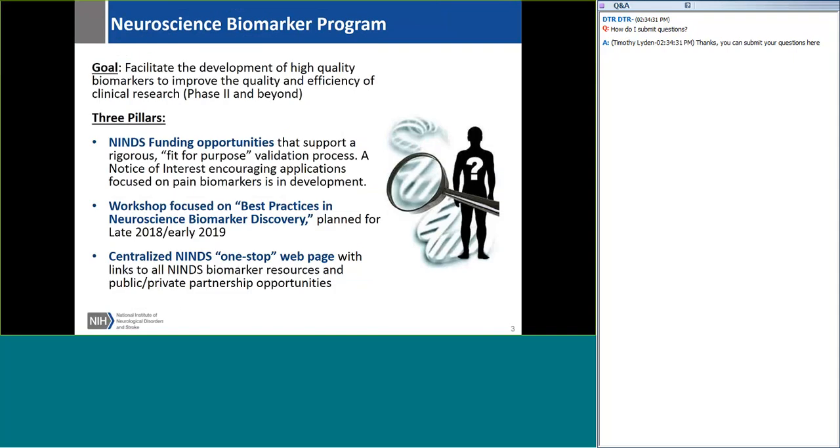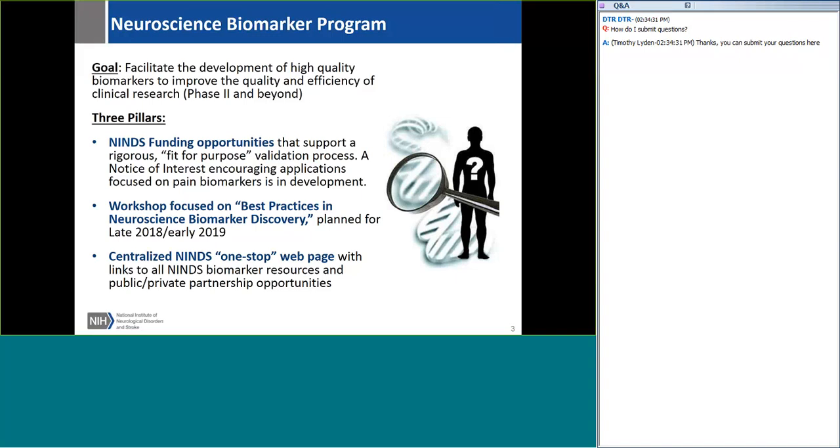So I'd like to spend just a little bit of time talking about our Neuroscience Biomarker program as it is right now. So the goal of the program is to facilitate the development of high-quality biomarkers to improve the quality and efficiency of clinical research in phase 2 and beyond. We have 3 basic pillars to this program as we've set it up right now. The first is about NINDS funding opportunities, which we're going to focus this presentation on. These will support a rigorous fit-for-purpose validation process.